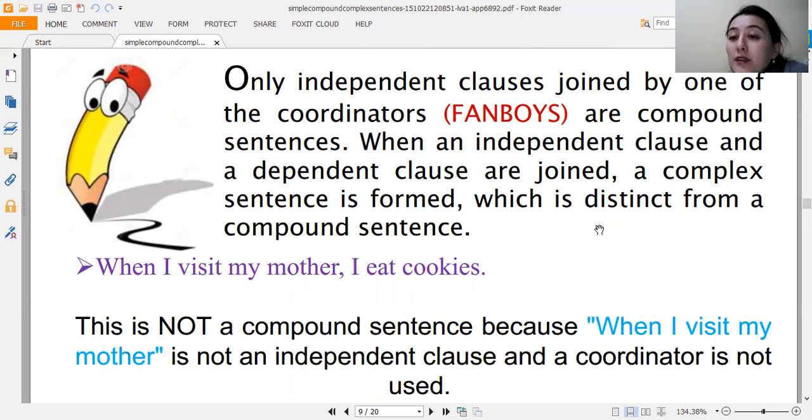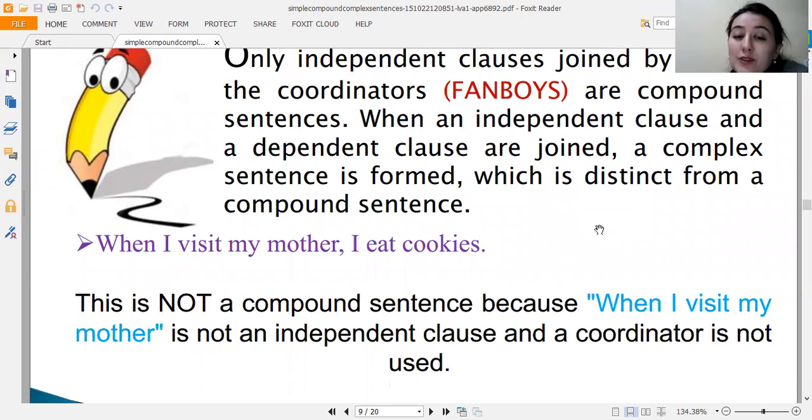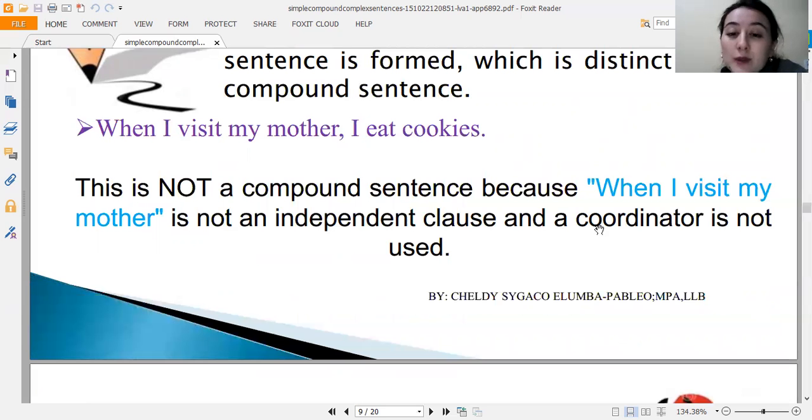When I visit my mother, I eat cookies. This is not a compound sentence, because "when I visit my mother" is not an independent clause, no FANBOYS coordinators are used, and also it cannot have full and complete meaning. "When I visit my mother" is not complete. You visit your mother, and what happened? Maybe what happened after.